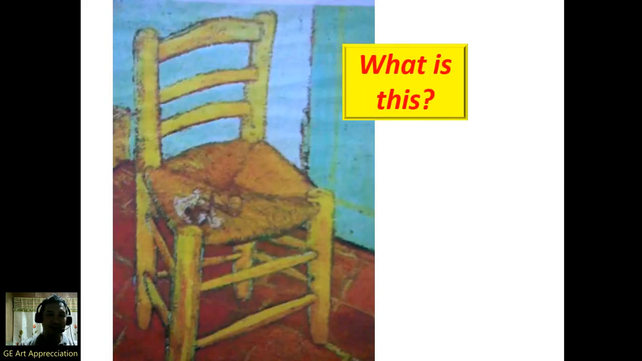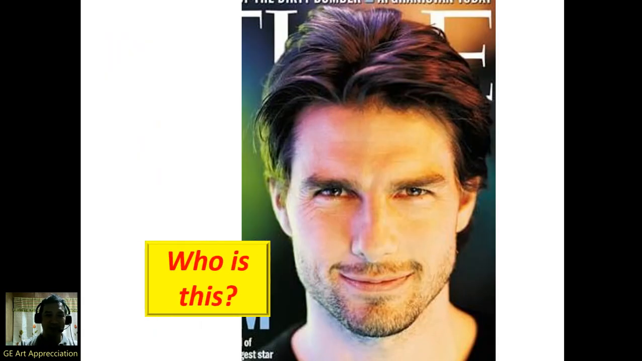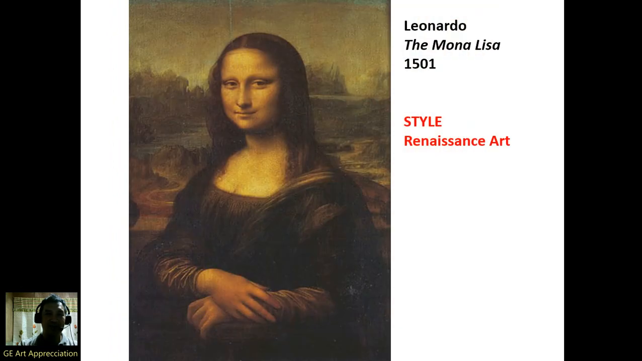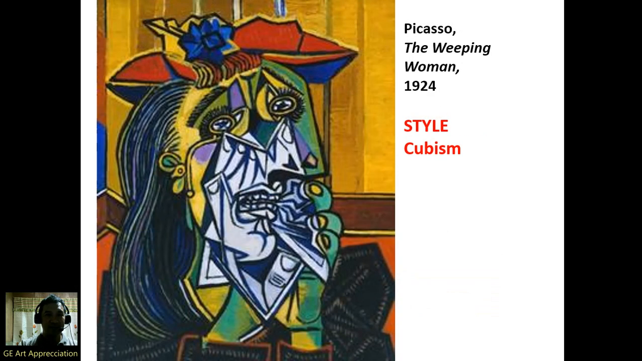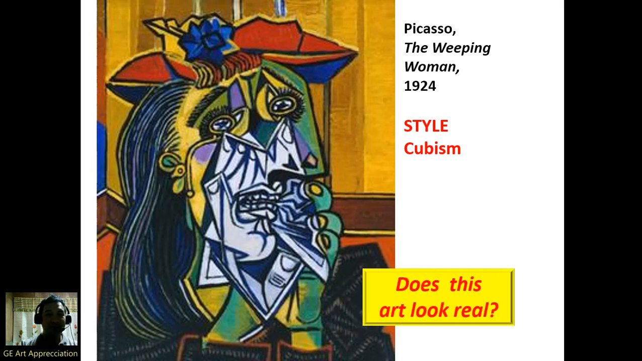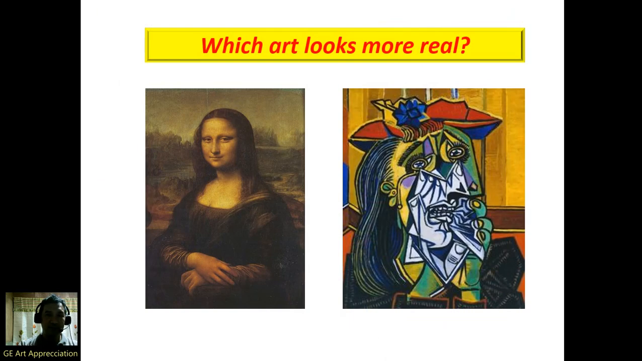So what is this? Who is this? Okay, let's take a look at the painting of Leonardo da Vinci, the Mona Lisa. Does this art look real? How about the painting of Picasso, the Weeping Woman? Does this art look real? So which art looks more real? Is it the painting of Leonardo da Vinci, the Mona Lisa, or is it the painting of Picasso, the Weeping Woman?